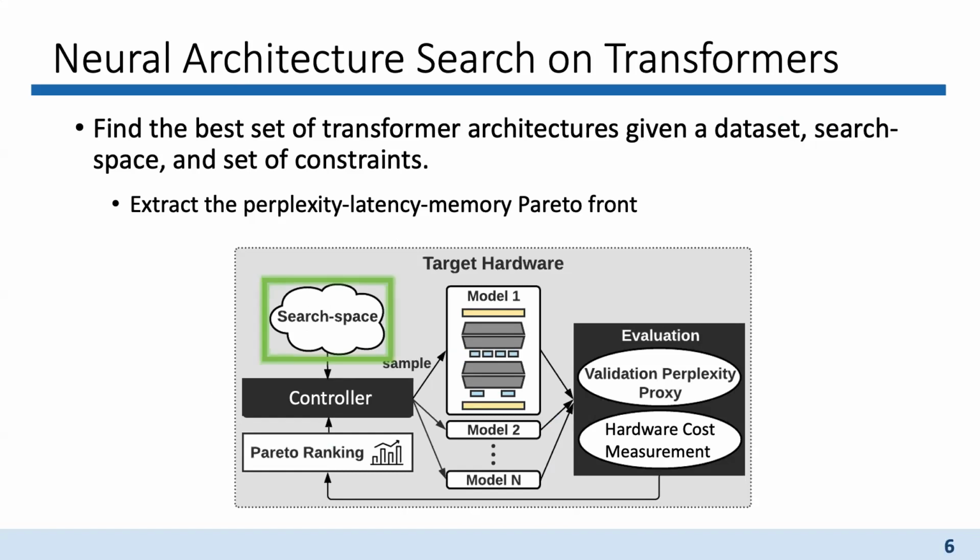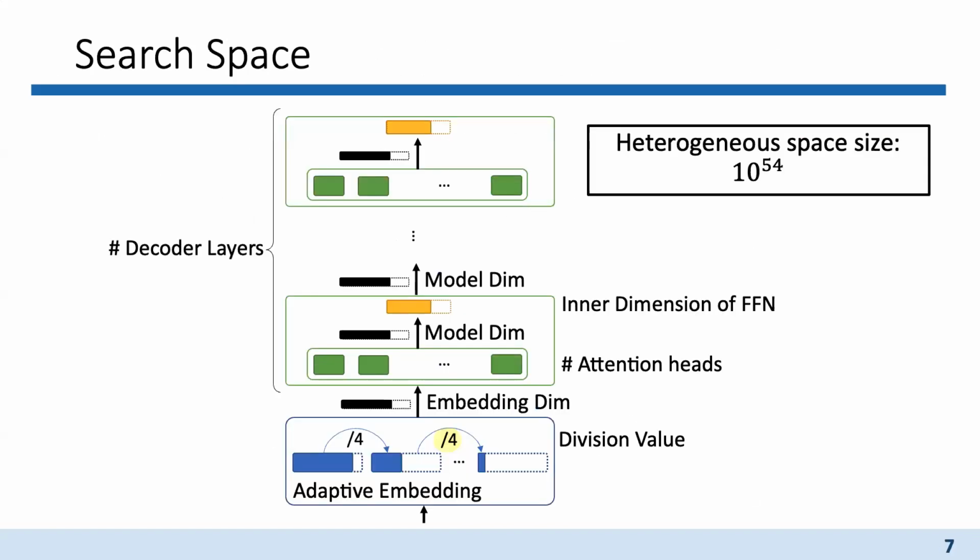First, let's take a look at our search space. This figure shows all the free parameters in our search, which includes the number of decoder layers, number of attention heads, decoder output dimension or model dim, inner dimension of the feed-forward network, embedding dimension, and the division factor of the input embedding. We allow each of these parameters to change on a per layer basis, which gives us 10 to the power 54 different heterogeneous transformers in total.